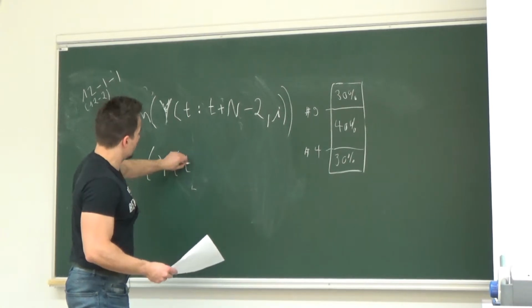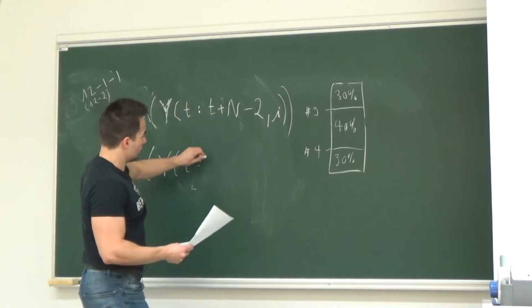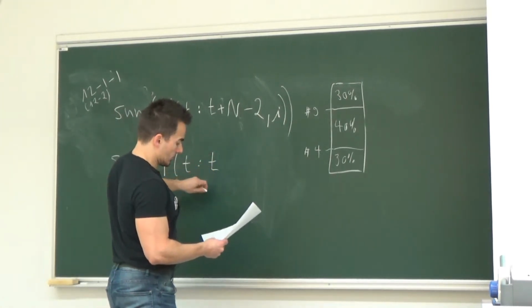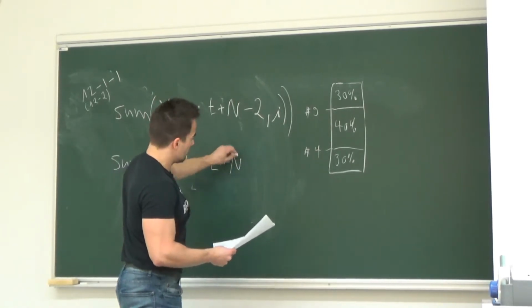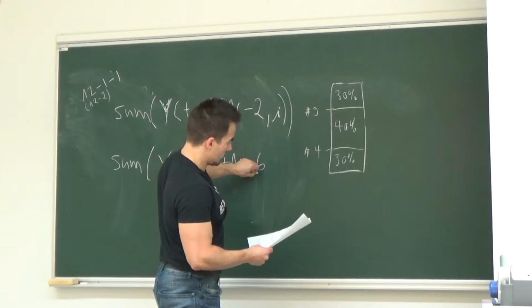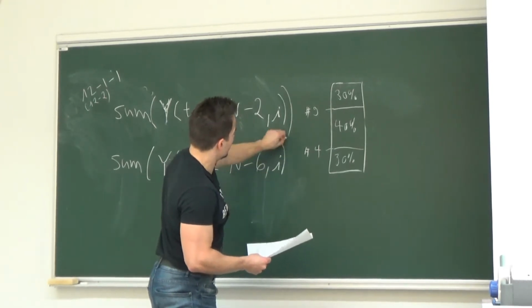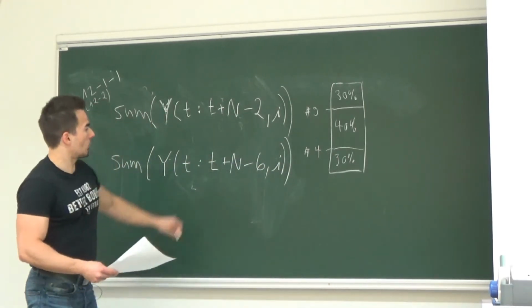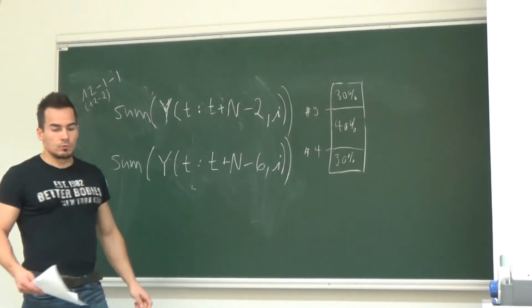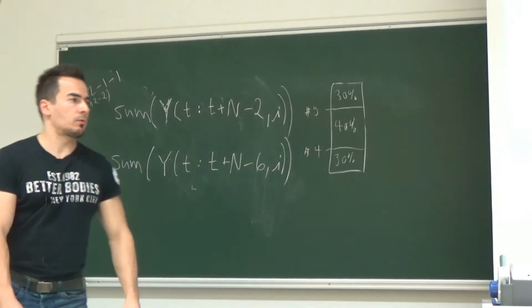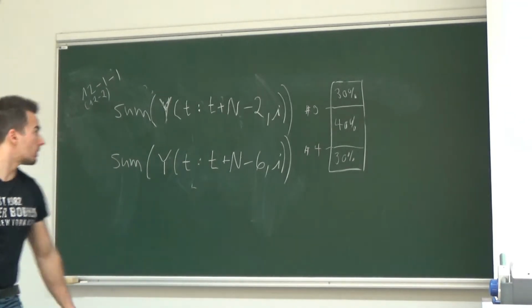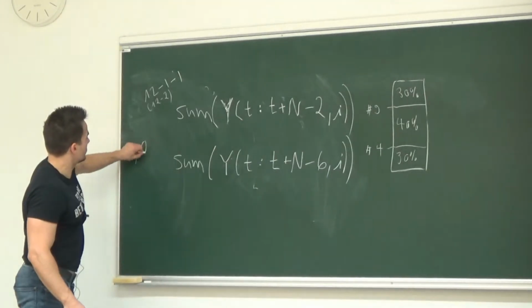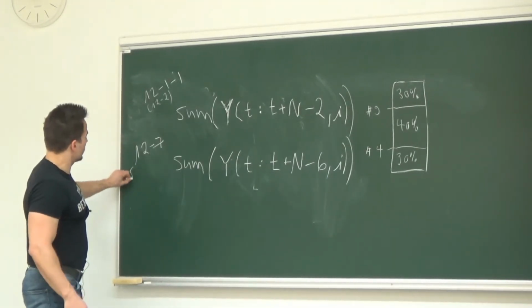The corresponding code is then sum from capital Y, T colon T plus capital N minus 6, comma I. Once you write this line, you would get Novy-Marx's popular 12-7 strategy.